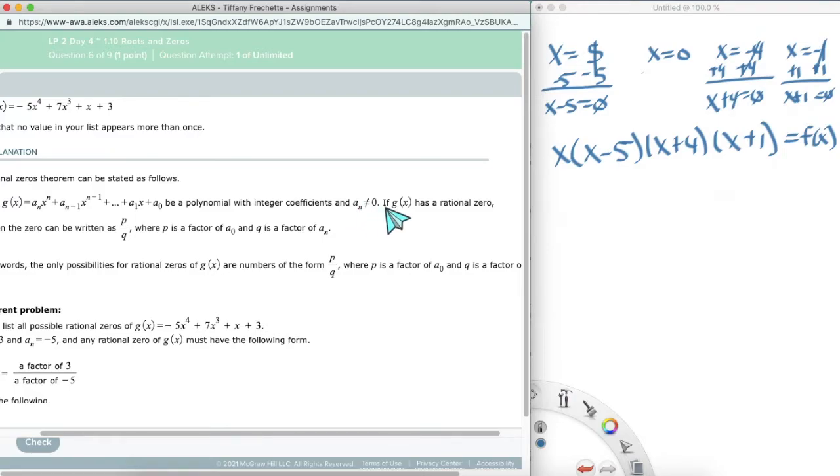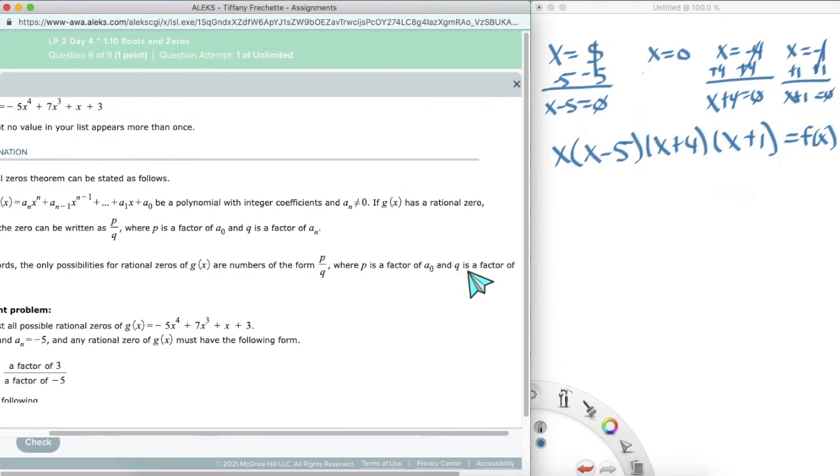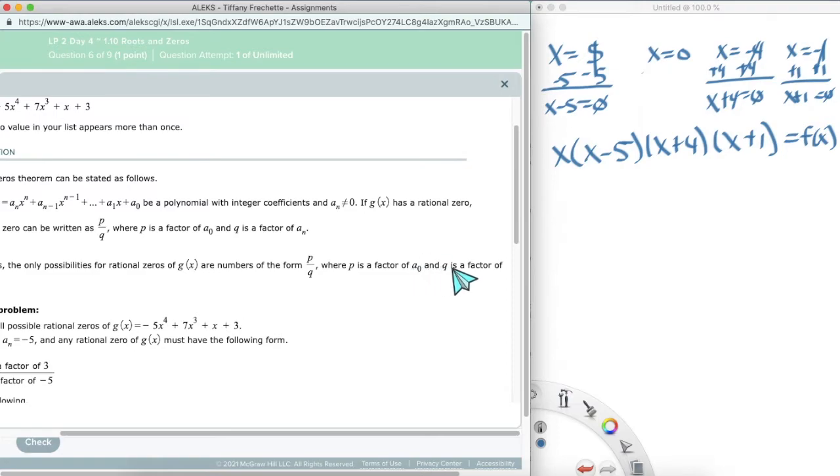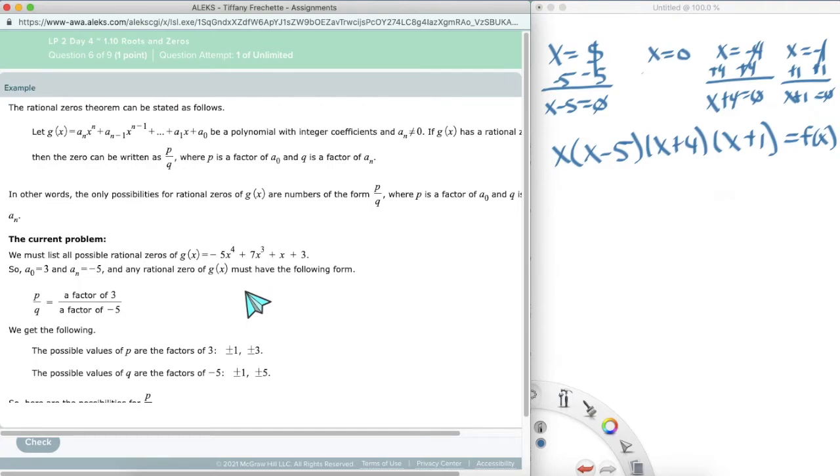So if g of x has a rational zero, then the zero could be written as p divided by q, where p is a factor of a sub 0, the last term, and q is a factor of a sub n. All right, in other words, the only possibilities for rational zeros of g of x are numbers of the form p over q, where p is a factor of a sub 0, which is the last term, and q is a factor of a sub n. All right, so let's actually look at what this means, because I think that's a little bit much reading it that way.